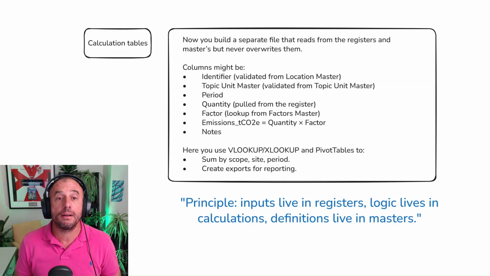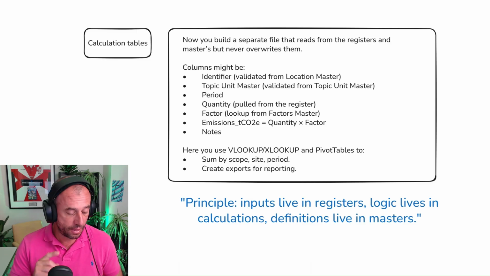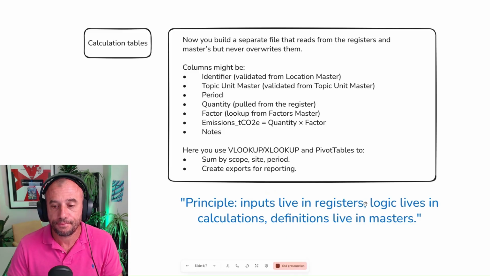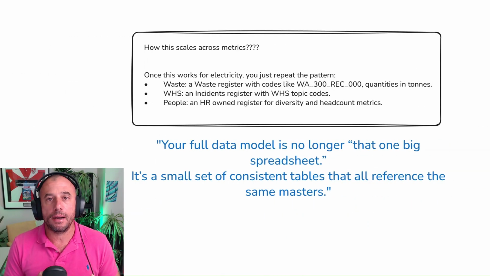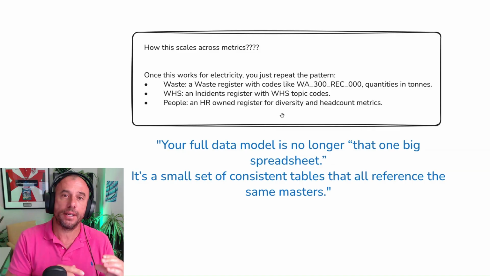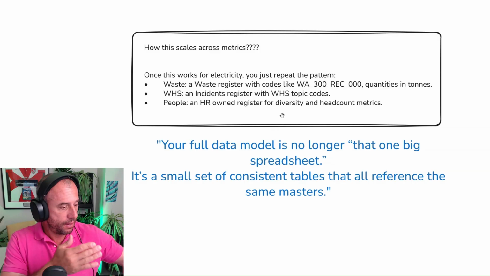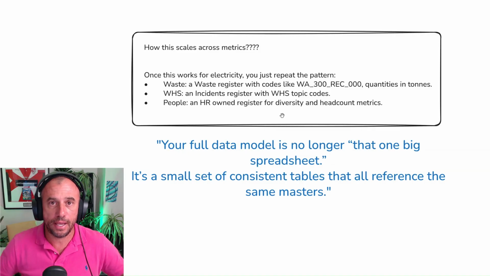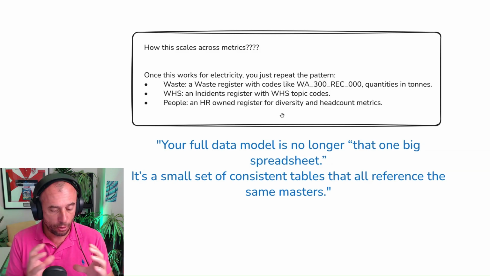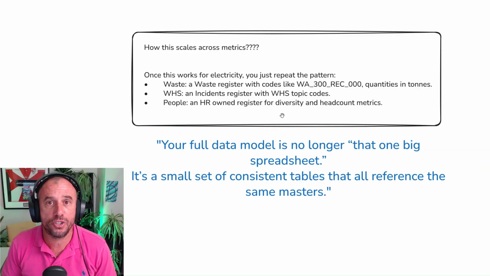All right, so the principle of these data models is the inputs live in registers, the logic lives in calculations, and the definitions live in the masters. They're the three separate registers we have. Once you've built out this data model for, let's just use electricity or scope 2, you need to build it out for one thing. How do I scale this now across all the other material topics? You literally just repeat the same pattern. It's the master, then it goes into the register, and then it goes into the calculations. You just repeat the same process. So your data model is no longer one big spreadsheet, but smaller subsets or buckets of data that are sitting within the organization.